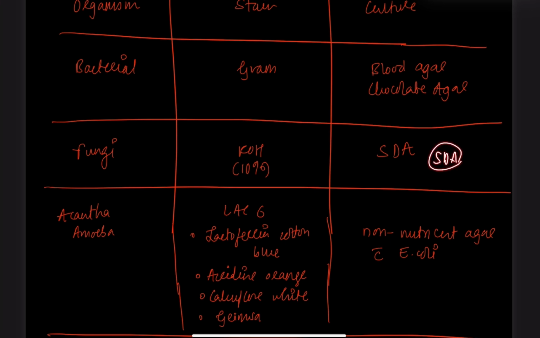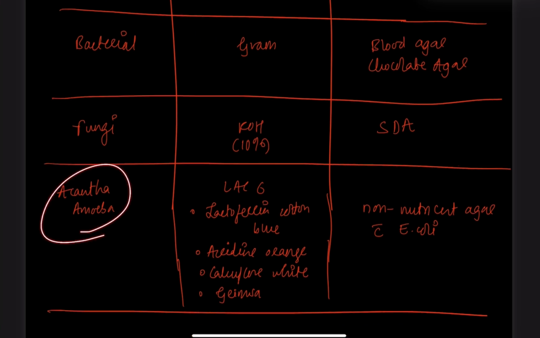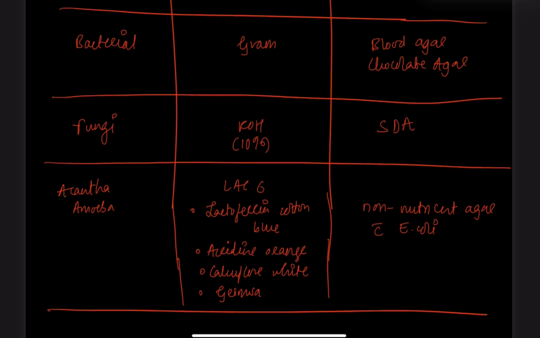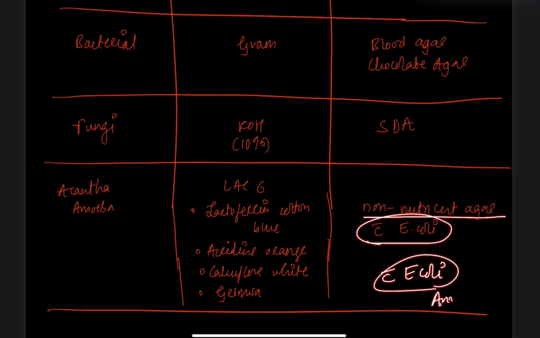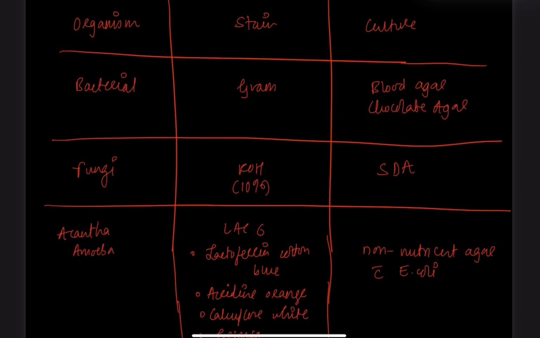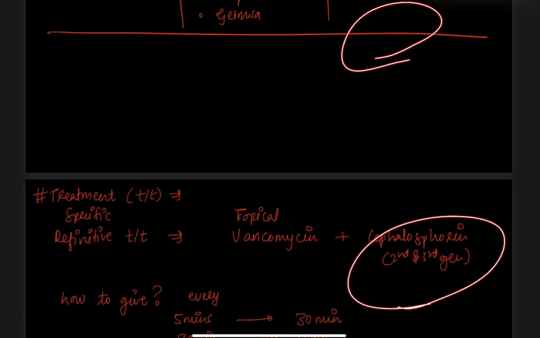That is SDA. And if it is Acanthamoeba, then I have made a mnemonic, LAG-G. LAG means lactophenol cotton blue, acridine orange, calcofluor white, and Giemsa. So the culture uses non-nutrient agar with E. coli, because Acanthamoeba basically loves eating this bacteria, E. coli. That is why it is important for you to understand the culture is non-nutrient agar.